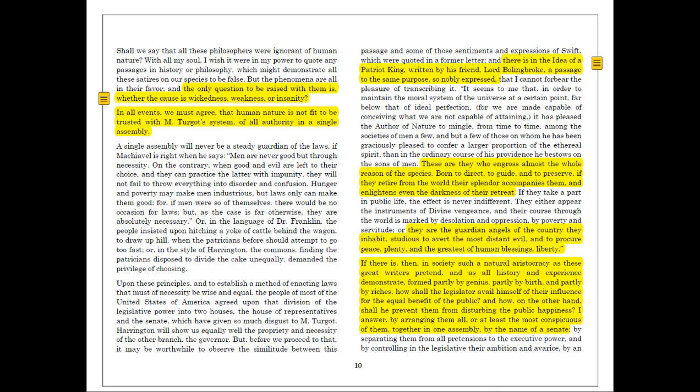"If they take a part in public life, the effect is never indifferent. They either appear the instruments of divine vengeance, and their course through the world is marked by desolation and oppression, by poverty and servitude, or they are the guardian angels of the country they inhabit, studious to avert the most distant evil and to procure peace, plenty, and the greatest of human blessings, liberty." Again, as we saw earlier in his essay, we have this remarkable cohort.